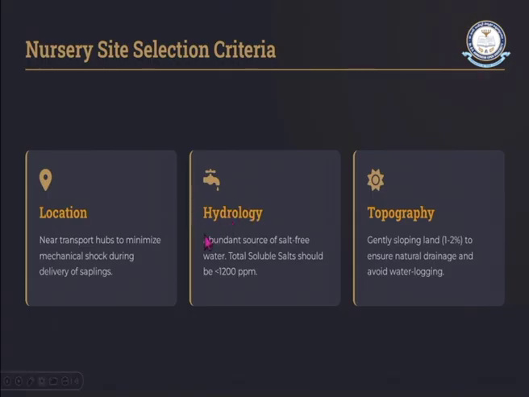Then we have hydrology. That means there should be an abundant water supply without any waterlogging problem, and the draining of water has to be taken care of as well. Then we have topography. What is topography? The land we choose for the nursery site has to be slightly elevated or flat.